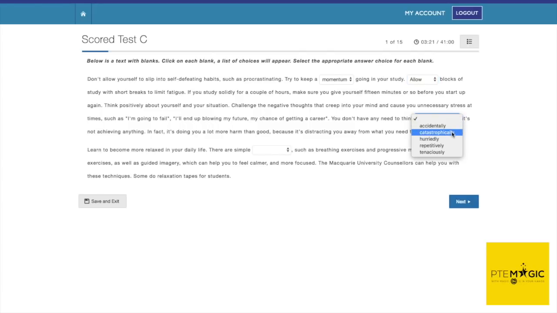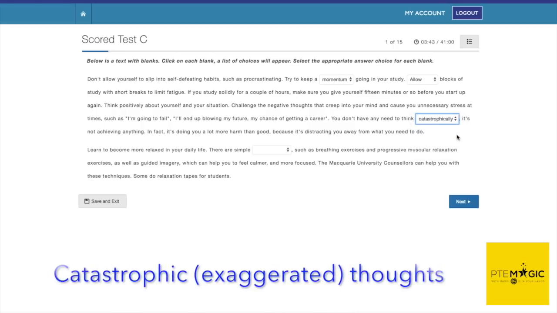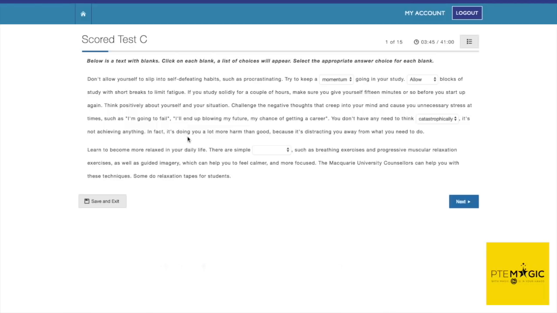Okay, the options are accidentally, catastrophically, hurriedly, repetitively, and tenaciously. So the most suitable one, I'll say catastrophically, because even if you put the other ones, they don't really match. And catastrophic thoughts normally means when you think about failure, when you think about some sort of disasters that can happen. In fact, it's doing a lot more harm than good because it's distracting you away from what you need to do. Learn to become more relaxed in your daily life.